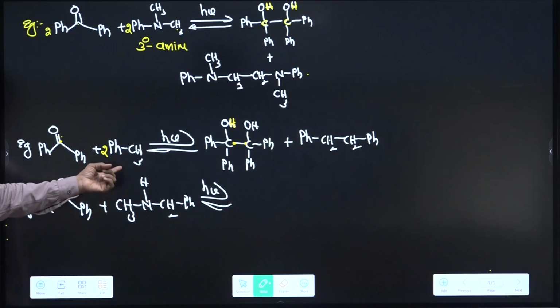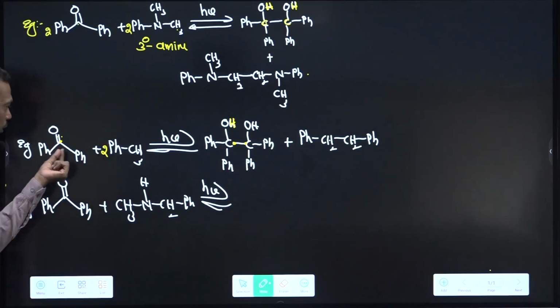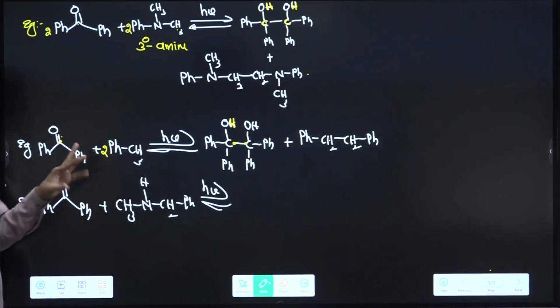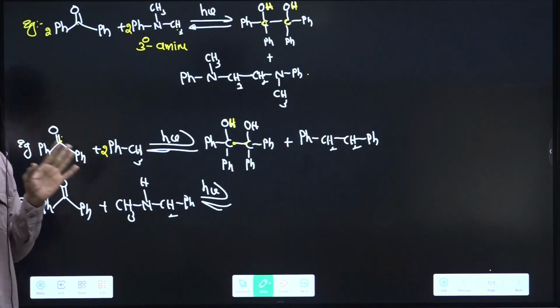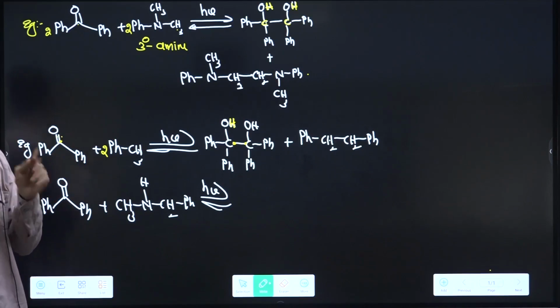When toluene is given, what is the answer? Photoreduction of any carbonyl compound in presence of toluene. What is your answer? Pinacol. Means dimer. Make them dimer. You need to remember this, no other alternative, because photochemical reactions are miscellaneous.